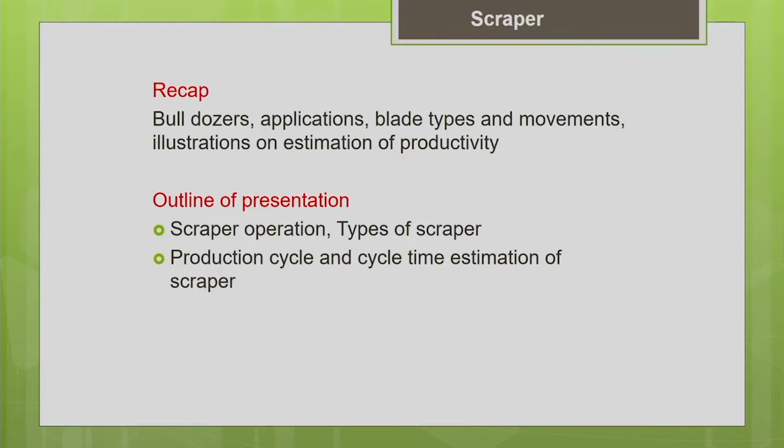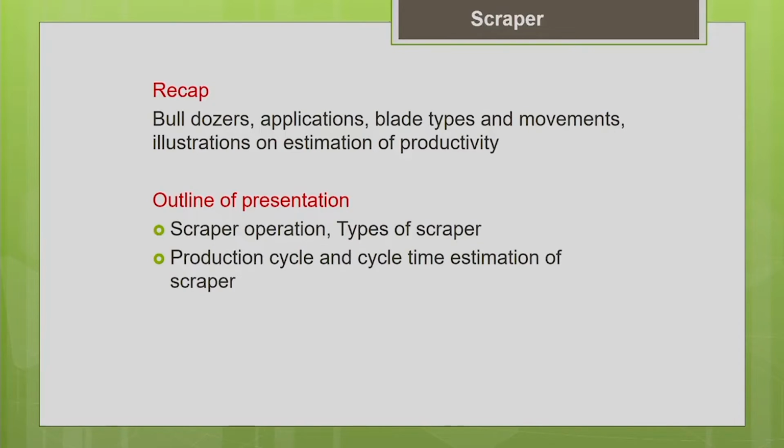In this lecture on the series of earth moving equipment, today we are going to discuss scrapers. In the previous lecture we discussed bulldozers, the applications of bulldozers, the blade types and the possible movements of the blade, how to quantify the performance of the blade, and what are all the factors which affect the productivity of bulldozers. Then we even worked out some illustrations on how to estimate the productivity of the bulldozer.